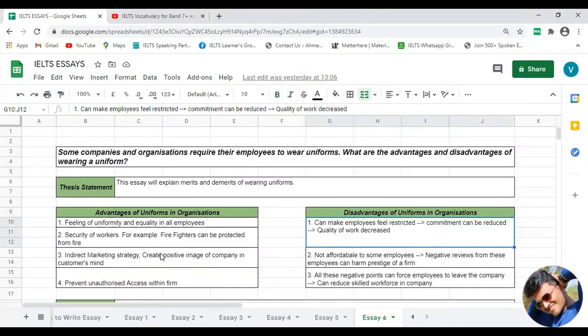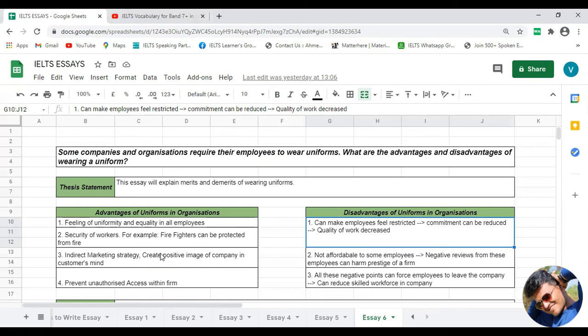So the first disadvantage, according to me, would be, let's say for example, if there is one organization which makes quite rigid rules and regulations, very strict rules about wearing a uniform. In that particular organization, it may be possible that their employees feel restricted. Okay, now if employees feel restricted, their commitment may be reduced. It means they are not that willing to work properly in the longer run. And because of that, the quality of work eventually will be reduced.